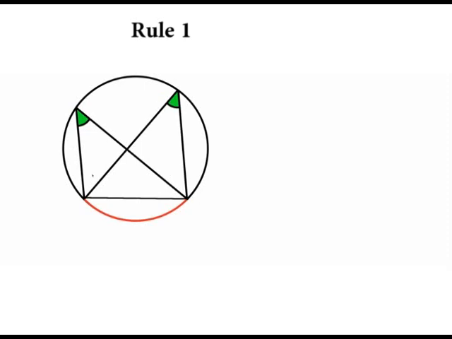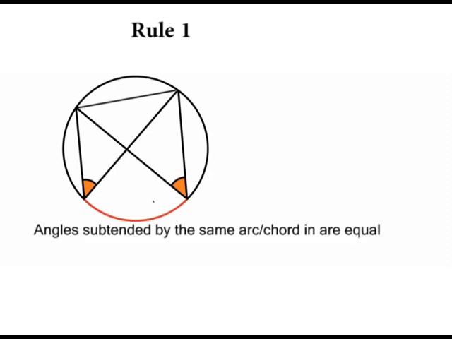That means if you draw another chord here, these 2 angles will be equal. Notice that the angles are in the same segment. The rule is, angles subtended by the same arc on the circumference are equal. We can write this in shorthand.